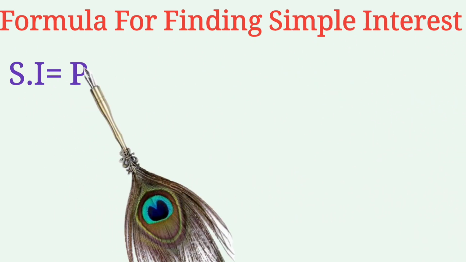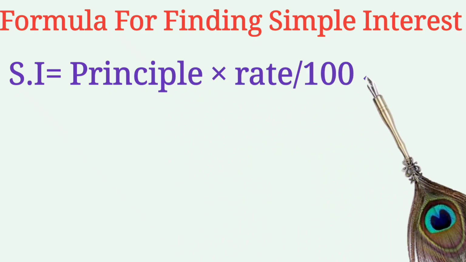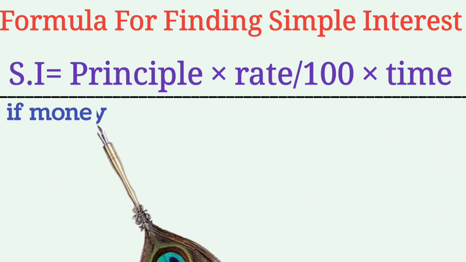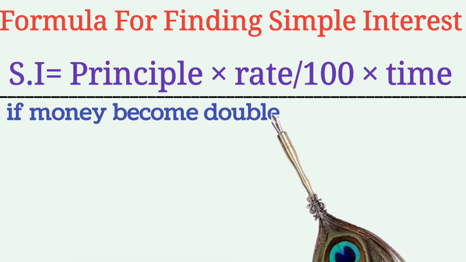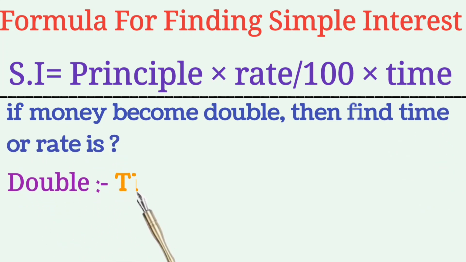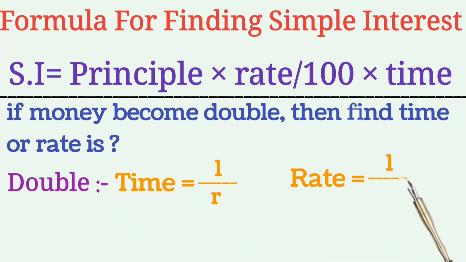Let's move to the next subtopic. Formula for finding simple interest. SI is equal to principal into rate divided by 100 into time. If money becomes double, then the formula to find time or rate is T is equal to 1 divided by R, and to find rate, R is equal to 1 divided by T, where R is rate and T is time.